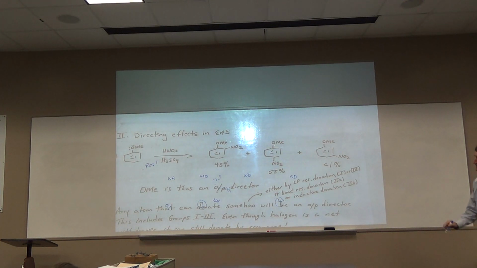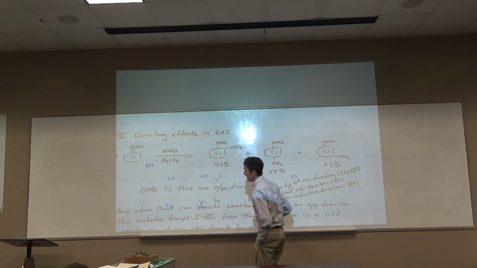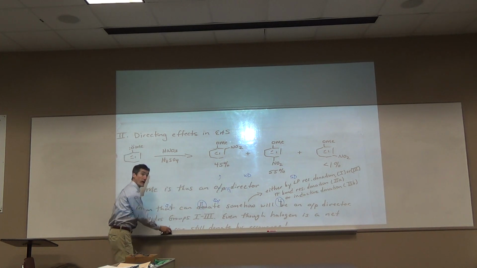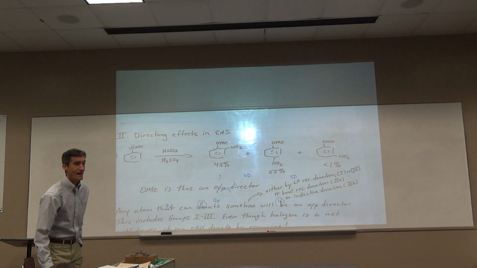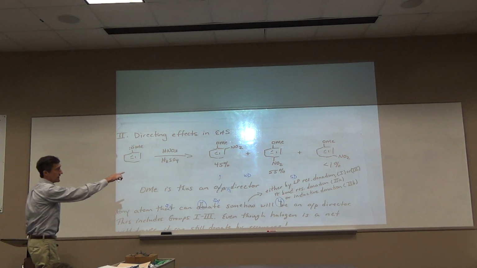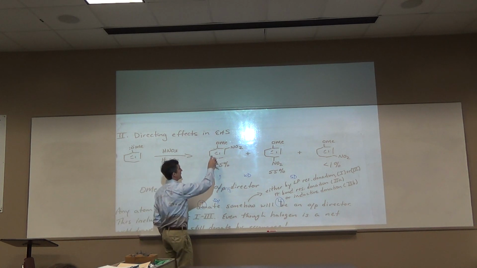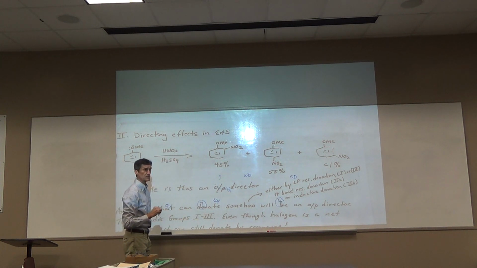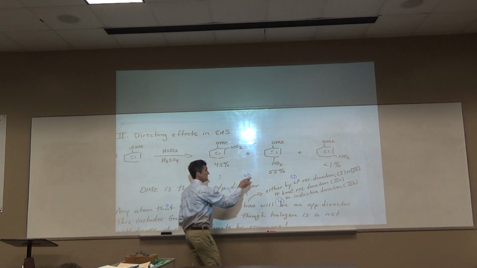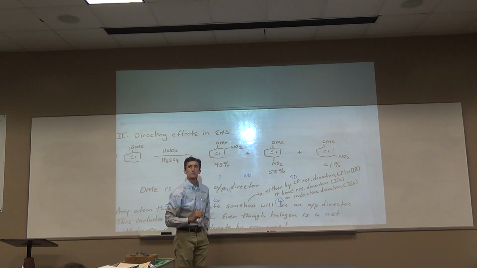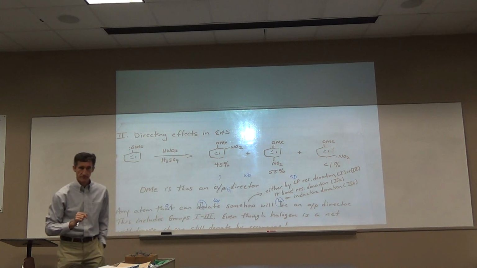Second thing with substituents is directing effects. I'll continue to call this compound until someone can tell me the name of it. Anisole. Who said that? Yes, anisole. Anisole, if you nitrate it, you get a mixture: 45% ortho-nitro anisole, 55% para-nitro anisole, and you get a very negligible amount of meta-nitro anisole.